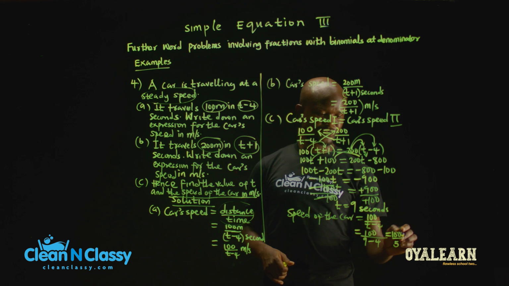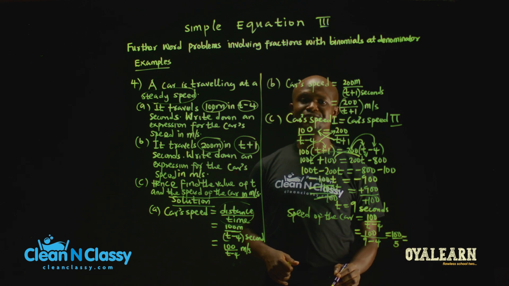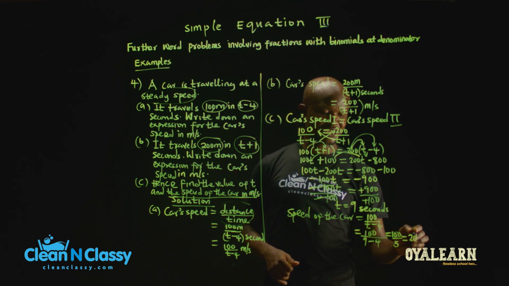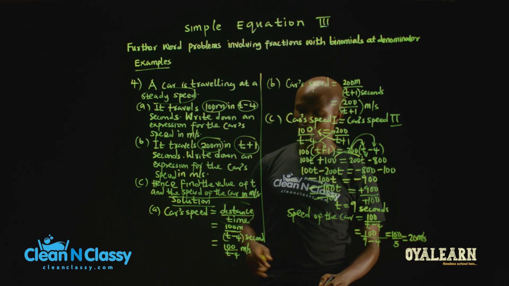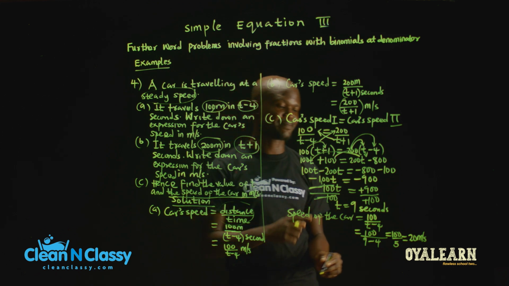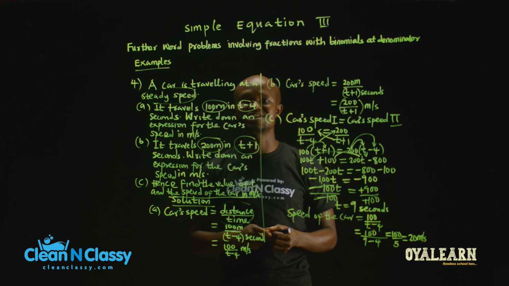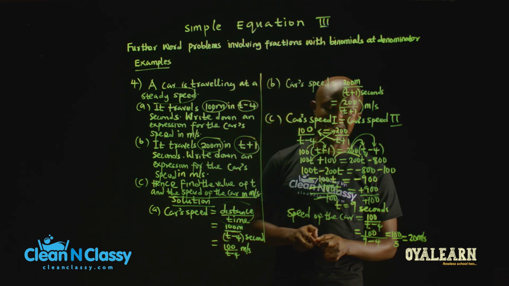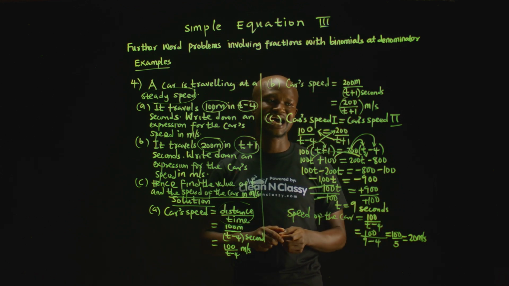So what will this give us? 100 divided by 5 gives us 20. And the unit is meters per second. So the speed of the car is 20 meters per second, and the value of t is 9 seconds.